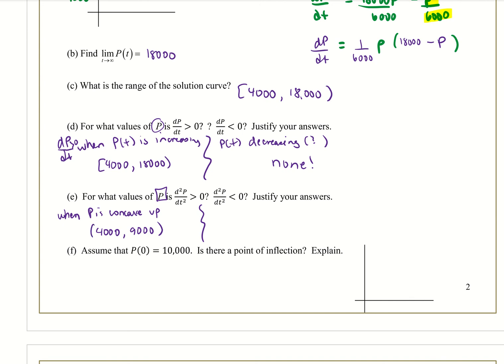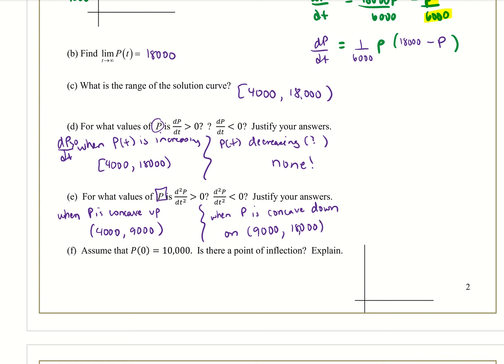And then how about when is this going to have a second derivative that's negative? That's going to happen when p is concave down. This is my justification of my answers, describing what's happening with p. And that's going to happen on the interval from 9,000 to 18,000 for p. Remember, these are y values, output values, not t values.